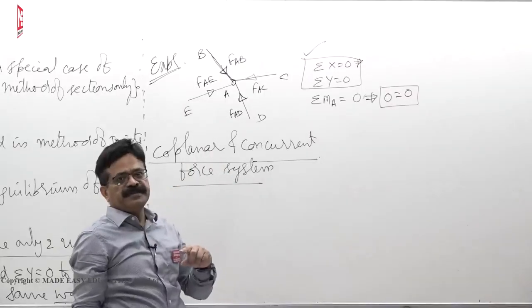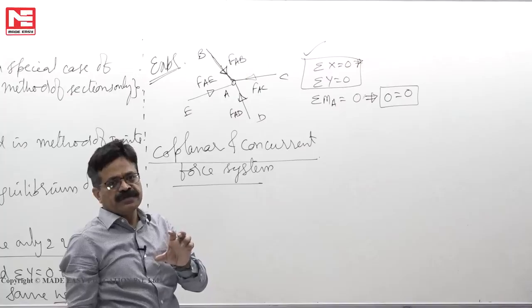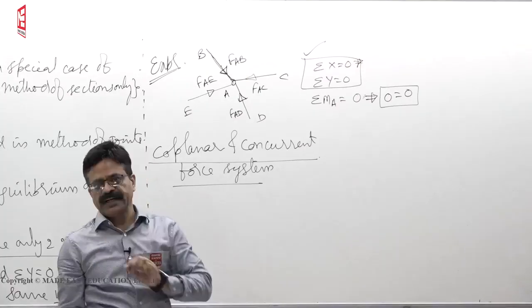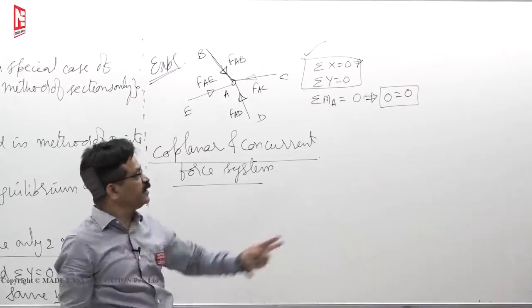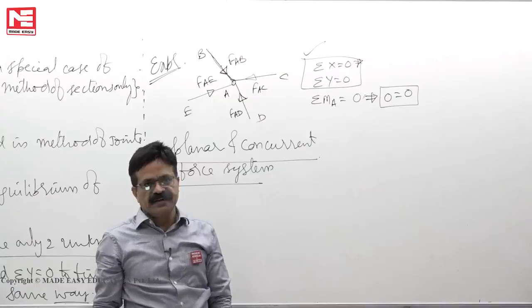In one of the papers, they asked that itself as a 2 marks question. In a coplanar concurrent force system, equations of equilibrium available are 1, 2, 3, 4, like that. You should answer 2 but not 3. The third one is this one. 0 is equal to 0 is useless.